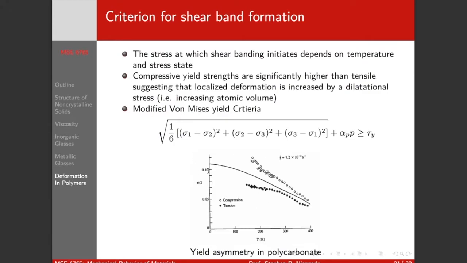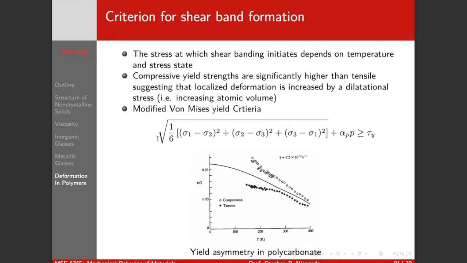All right? And so here we see in polycarbonate, the tension compression asymmetry. Here's the temperature on the x-axis. Here is the yield stress as a fraction of the shear modulus, at a constant strain rate for all the tests. And you can see that no matter what the temperature, the compressive yield is always significantly higher than the tensile yield.